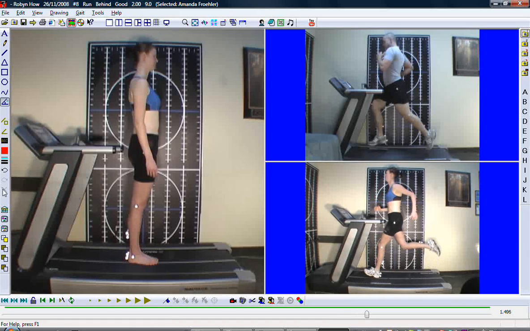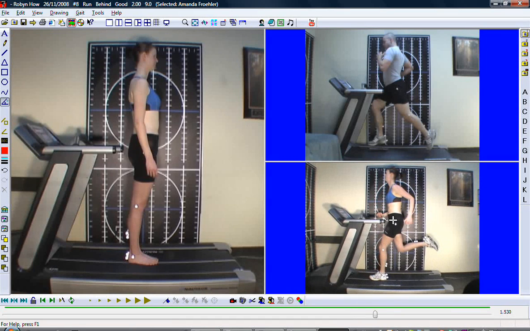Also, what you'll see is when she strikes the ground, her pelvis will almost dip backwards and actually almost posteriorly rotate in this direction. So you'll see that her back again flattens as a result of that.